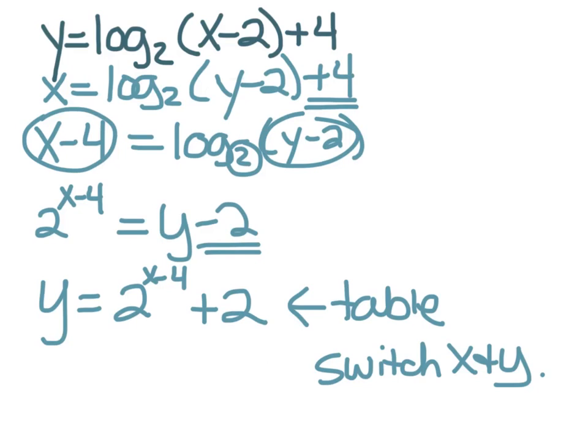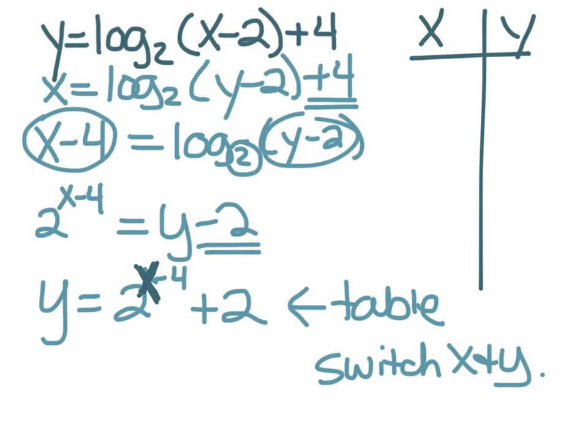I know this video is getting long, but let's just finish this. If I made a table for that, I would go with an x value of 4, because 4 minus 4 is 0, 2 to the 0 is 1, plus 2 is 3. Maybe an x value of 5. 5 minus 4 is 1, 2 to the 1 is 2, plus 2 is 4. An x value of 6 would give me 6 minus 4 is 2, 2 squared is 4, plus 2 is 6. 7. 7 minus 4 is 3, 2 cubed is 8, plus 2 is 10.